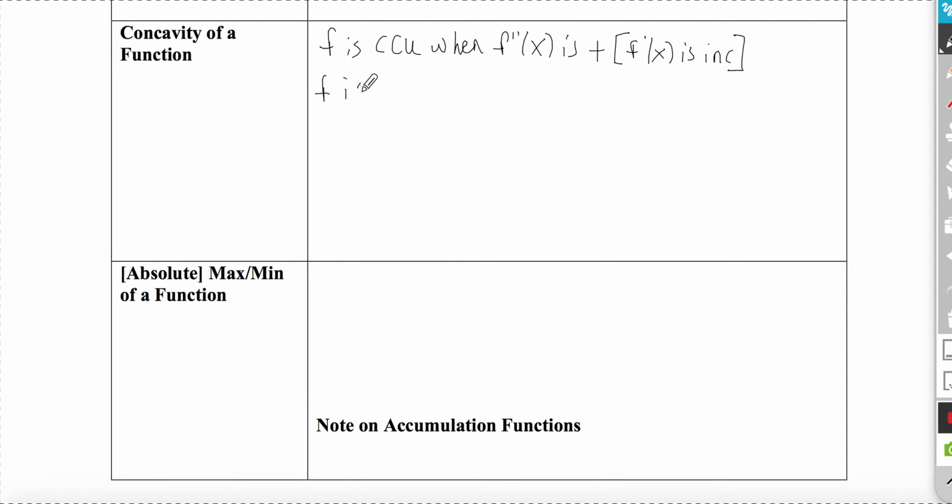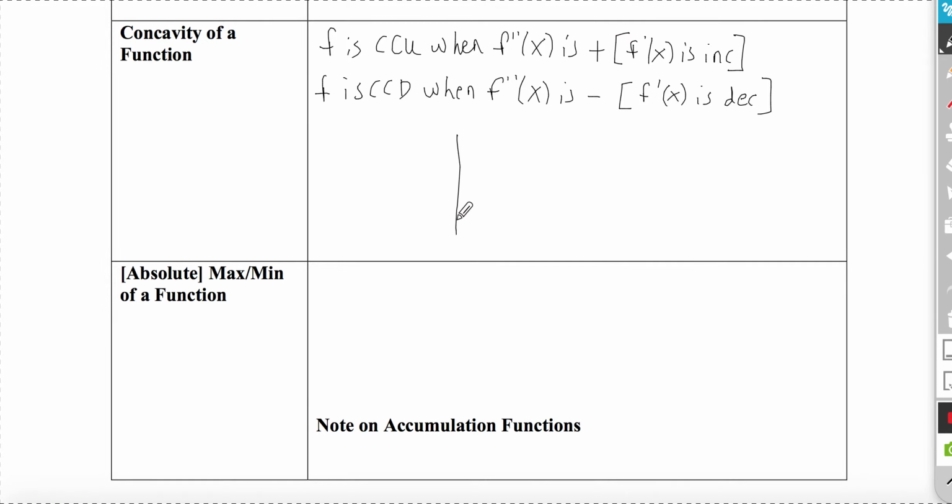We could also say f is concave down when f double prime of x is negative. In other words, when f prime, the derivative, is decreasing. Now, if these kinds of relationships are something that's difficult for you, let me know. I have plenty of stuff we can just work one-on-one with to practice this, okay?